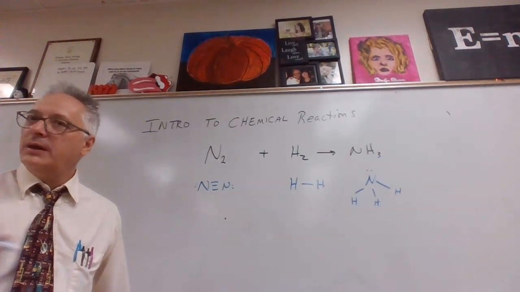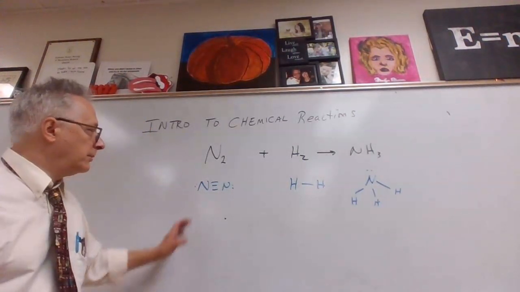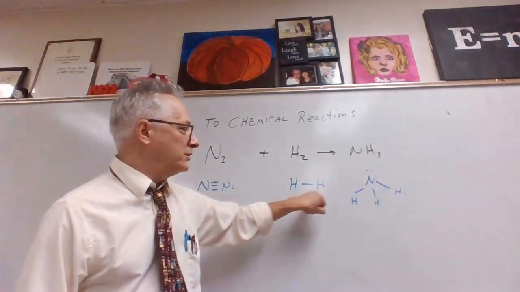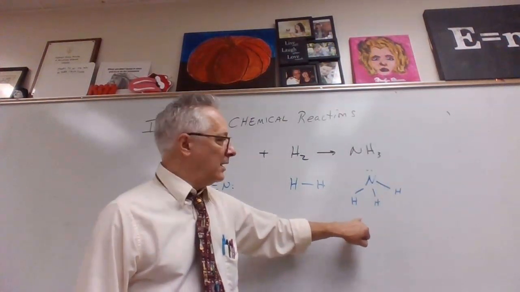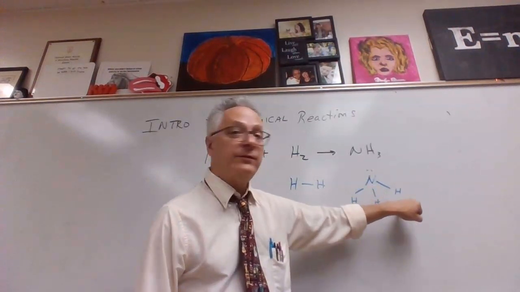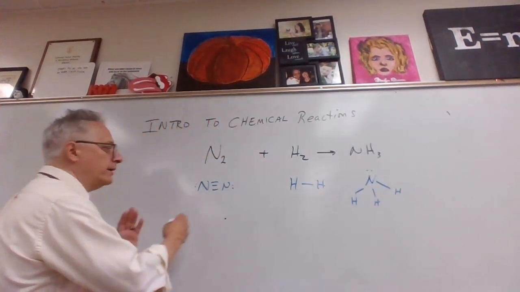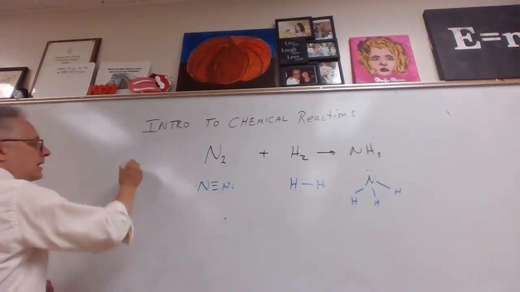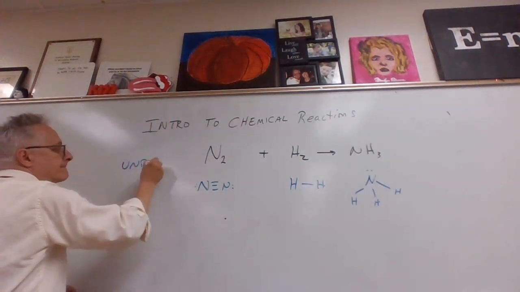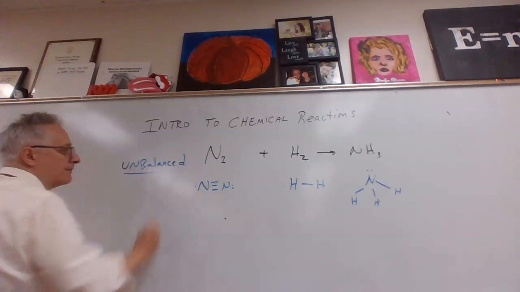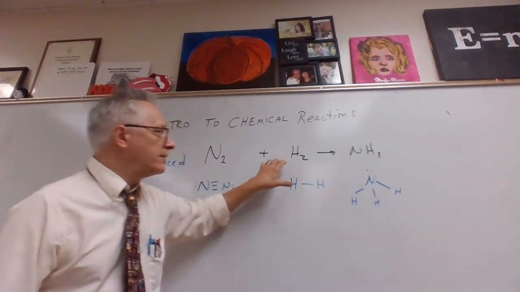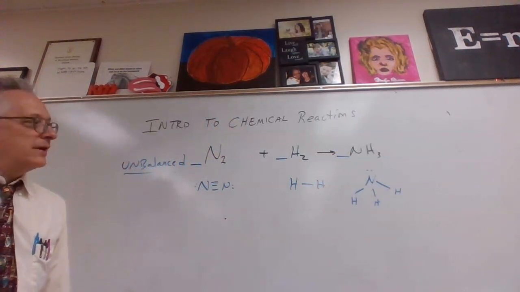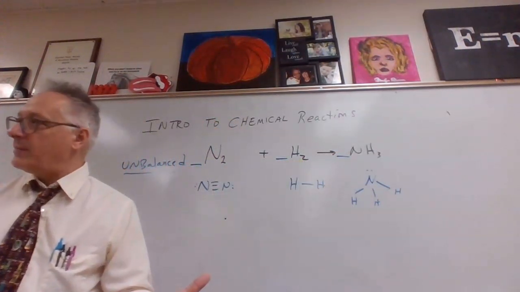But there's a problem in this chemical reaction here. The problem is, if I count up the number of N's on this side, 1, 2, and the number of hydrogens, 1, 2, well, if I look over here, I've only got 1 nitrogen and I've got 3 hydrogens. So we don't have the right numbers of things to combine and to be formed. So this is unbalanced. So what we have to do is play around with putting coefficients in front of these substances, because we can't change the subscripts. That would change the nature of the chemical.